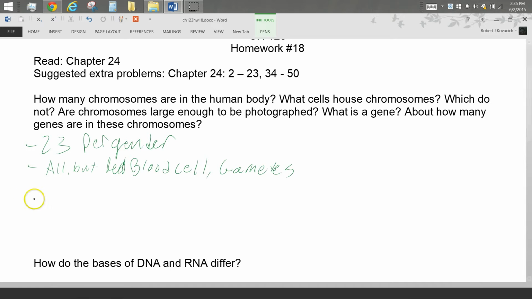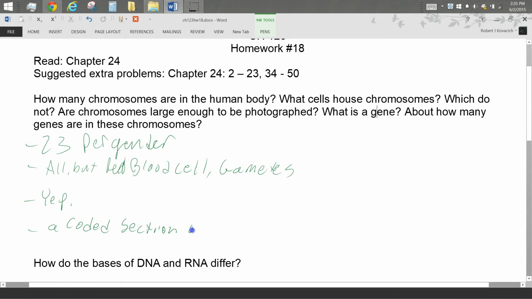Are they big enough to be photographed? Yep. And a gene. How about a gene? What's that? Tell us the specific sequence of proteins. The chromosome or the DNA has mostly gibberish, but the 23 portions that are going to be chromosomes are divided down into smaller portions of genes, which actually make proteins. So these are just the less than 2% of the actual base pairs that code for any particular protein.